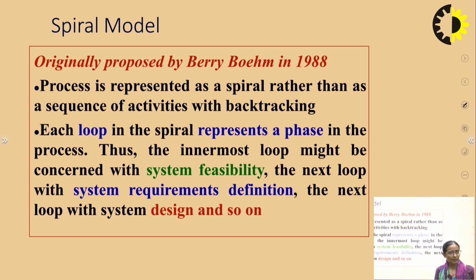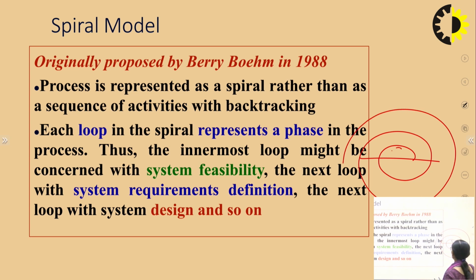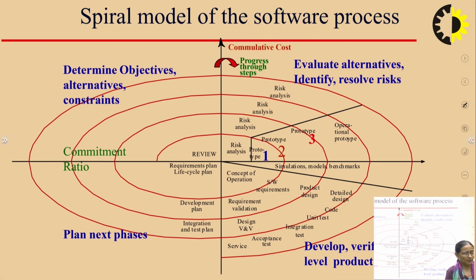Each loop in a spiral represents a phase in the process. Thus, the innermost loop might be concerned with the system feasibility. The next loop is concerned with system requirement definition. The next loop with the system design, and so on. So here this is my inner loop. I could say all the activities in this loop correspond to system feasibility. The next loop corresponds to my system requirement definition, and so on. So this is our spiral model.